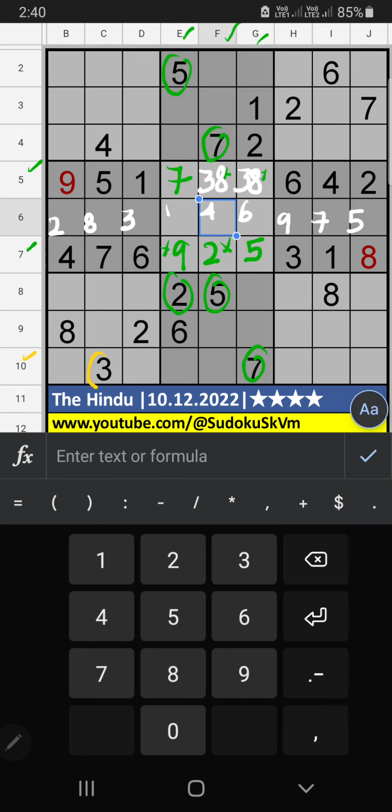10th row, we have 3. So 3 can't come in the cell. Then 3 will come in one of the cells. We will confirm later.